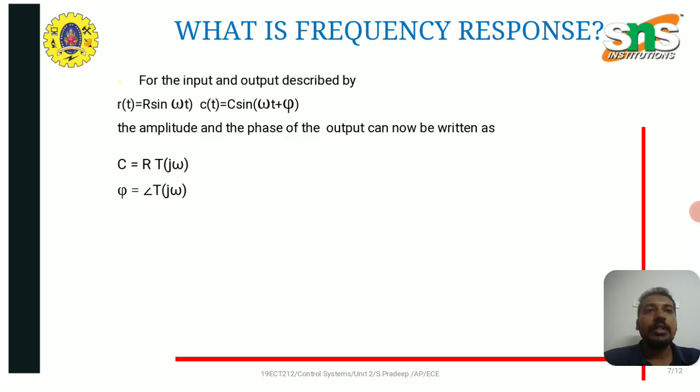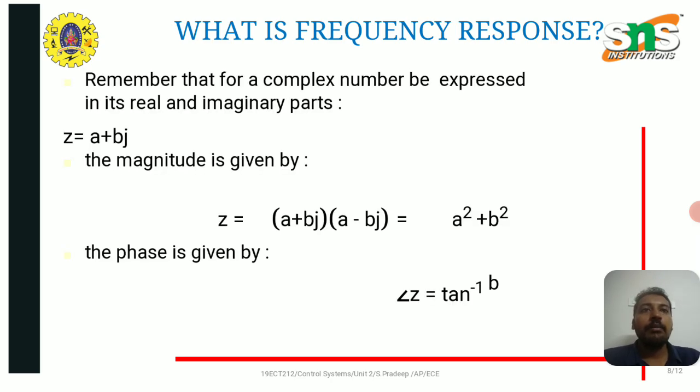For the input and output described by r of t equal to sin omega t, c of t equal to C sin of omega t plus psi. The amplitude and the phase of the output can be written as C equal to modulus of T of j omega and psi equal to angle of T of j omega. Remember that a complex number can be expressed in its real and imaginary parts, Z equal to a plus bj. The magnitude is given by modulus of z equal to square root of a square plus b square and the phase is given by angle z equal to tan inverse of b by a.